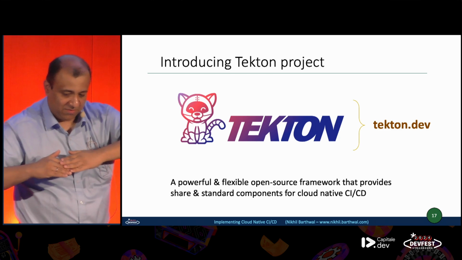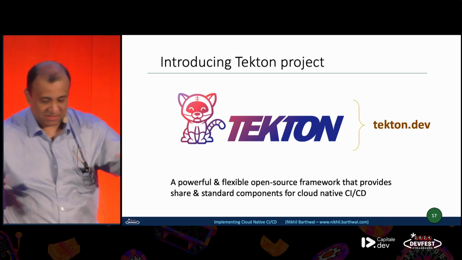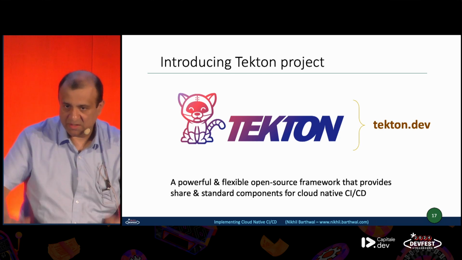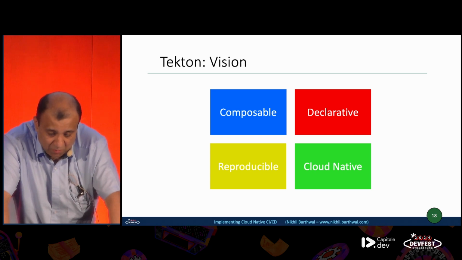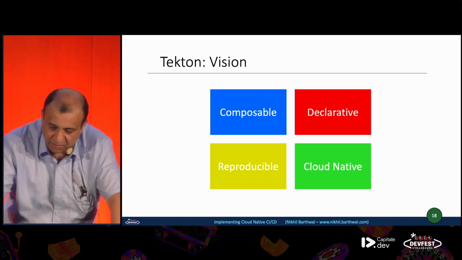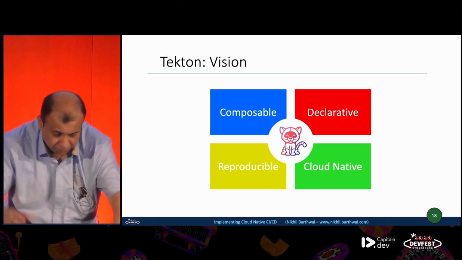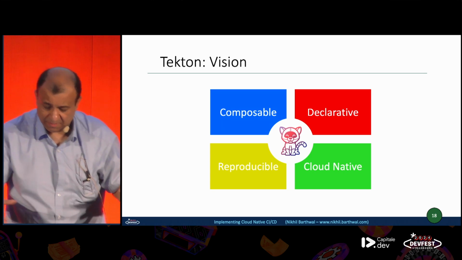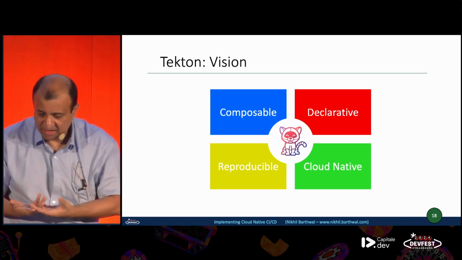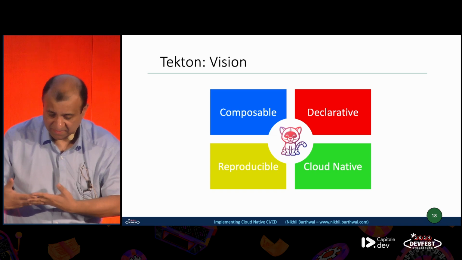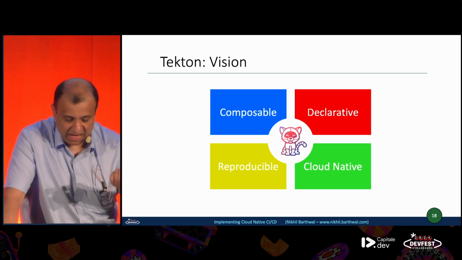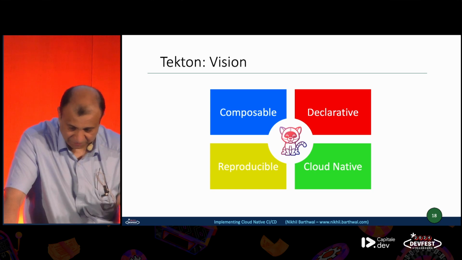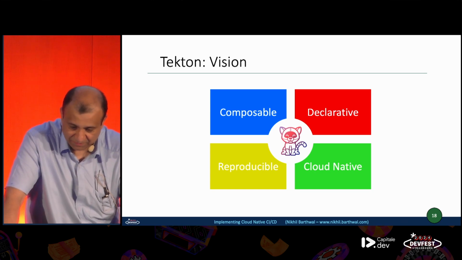So you don't really have to start from scratch. You just take these base components, glue them together, and customize your own CI/CD tool. So the vision behind Tekton was that it's composable, right? We have these independent components that you can compose, mix, and match. It uses a declarative syntax. We already saw what declarative syntax is. Containers guarantee reproducibility, and it starts from scratch using cloud-native technologies.